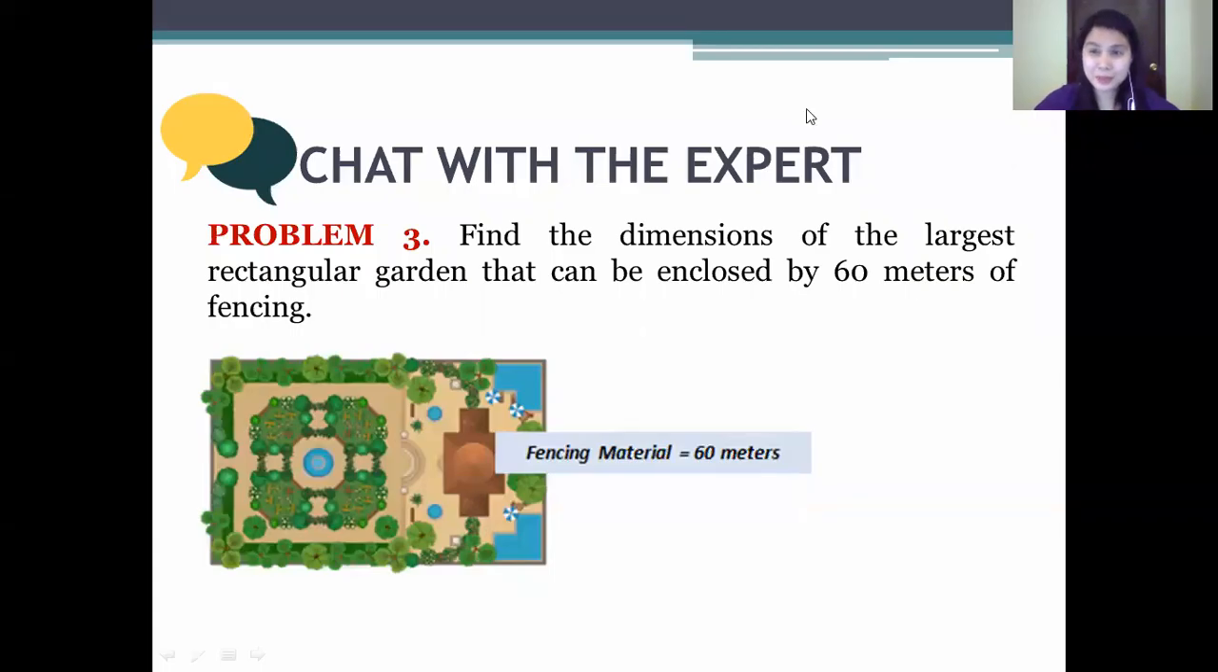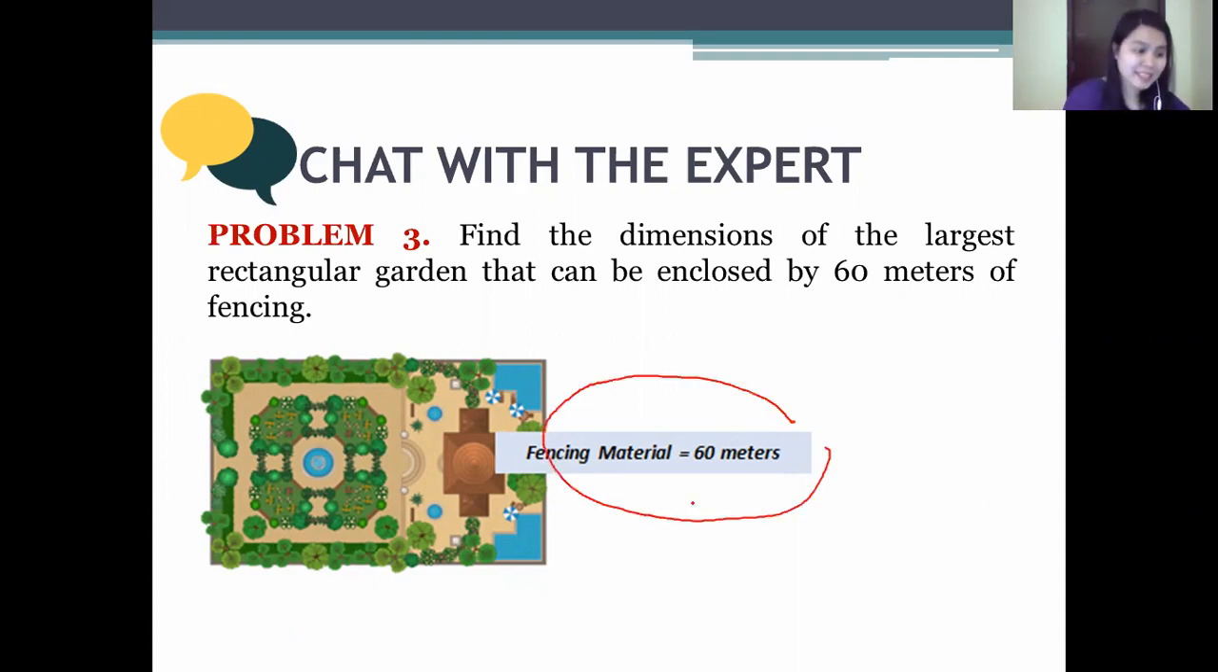In problem number three, our problem says, find the dimensions of the largest rectangular garden that can be enclosed by 60 meters of fencing material. Now, how do we solve this one? Okay, now we see that the rectangular garden is enclosed with a 60 meter fencing material.